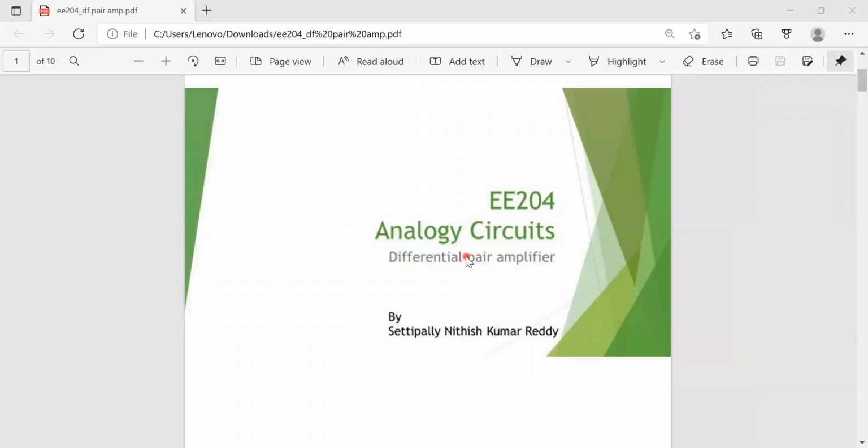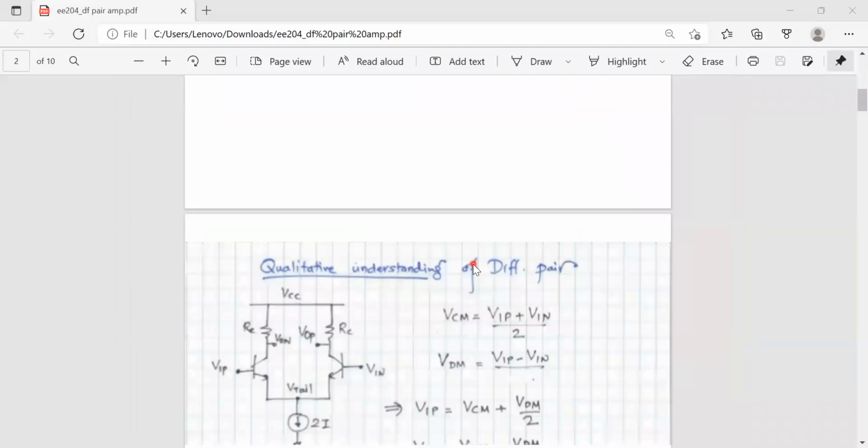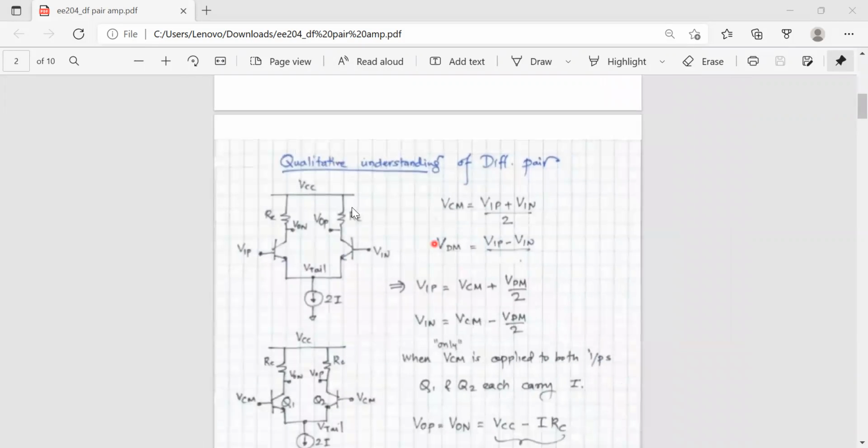Hi, in this video we are going to discuss the differential pair amplifier. This is the basic structure of a differential pair amplifier where we give two inputs, one at the positive and one at the negative terminal.